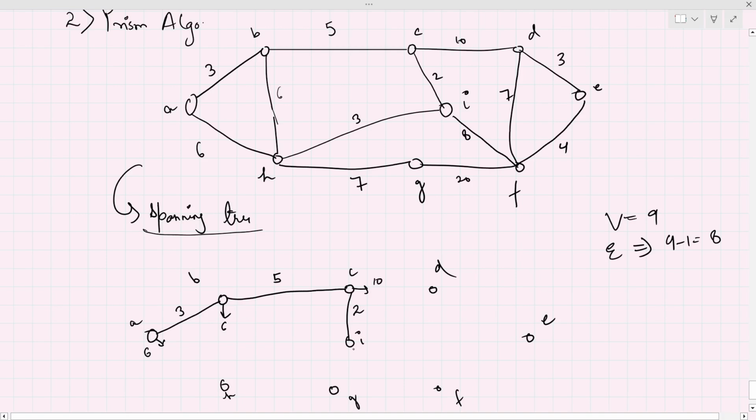Now we are in I position. From here we have 2 points, one is connected to H with weight 3, another is connecting to F with weight 8. So we have two options. You can select only one, which is the minimum weight. Here you can see that 3 is minimum, 3 is less than 8. So definitely you are joining I to H.